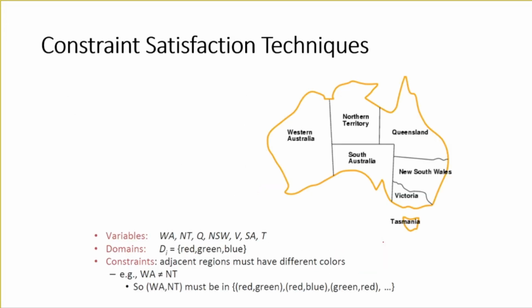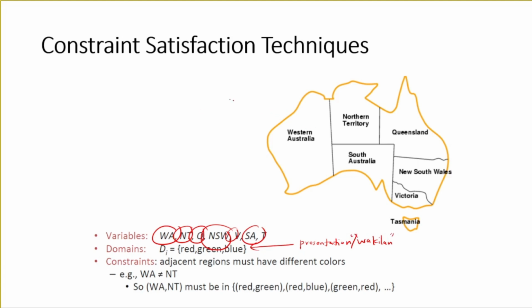So for example, we have variables as Western Australia, Northern Territory, Queensland, New South Wales, Victoria, and etc. So the domain is red, green, and blue. So the constraint means adjacent regions must have different colors.